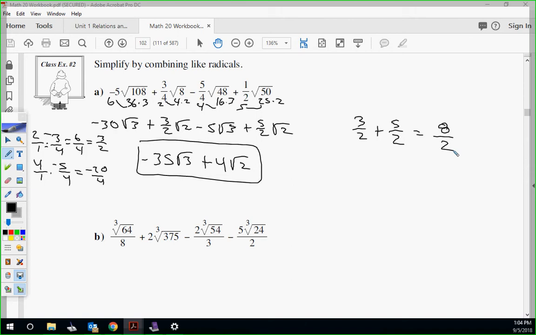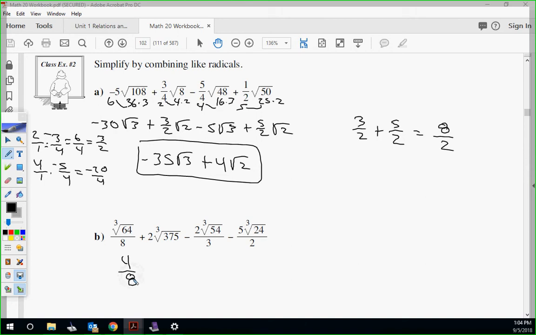All right, so let's go over this ugly one here together. Cube root 64 is nice because why? It's just 4. Cube root 64 has no breakdown. It's a number because 64 is a perfect cube. So that's just 4. So that's just 4 over 8.